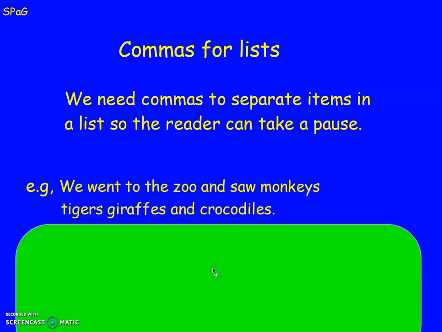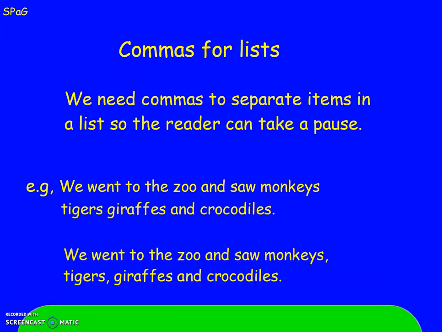So this sentence says, we went to the zoo and saw monkeys, tigers, giraffes and crocodiles, okay? Without commas it's a bit of a mouthful to say, so there are no pauses for the reader. However, if we put our commas in there, the reader can read it much slower. We went to the zoo and saw monkeys, tigers, giraffes and crocodiles. Okay, so the commas made sure that I had a chance to take a pause so that I'm not reading it all in one go. Monkeys, tigers, giraffes and crocodiles. Okay, remember you don't need a comma before the and, because and gives the reader a chance to take a natural pause.